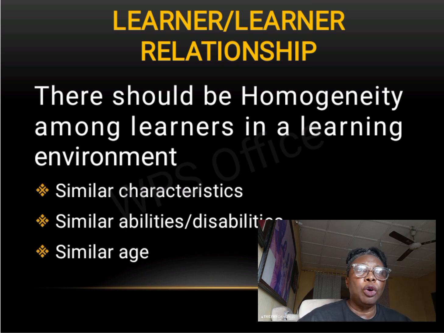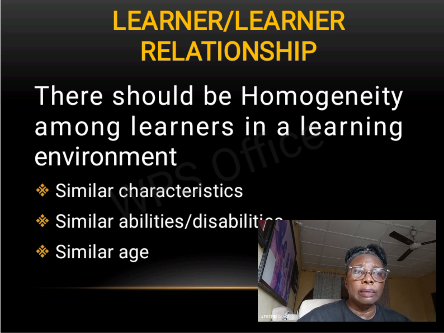If we are planning for learners that are blind, we plan for all learners to learn. But if we have some learners that are blind in a classroom and then we have some that are deaf, then it's not a good working relationship. Because for the deaf ones, we can't use audio, and for the blind ones, we can't use visuals. So it's a problem teaching such learners.